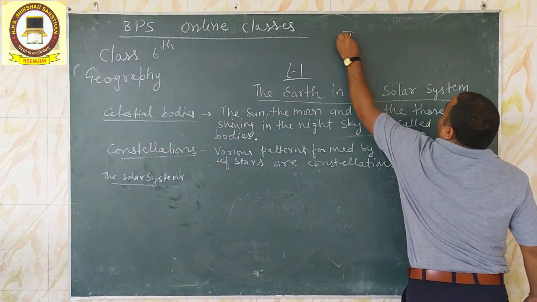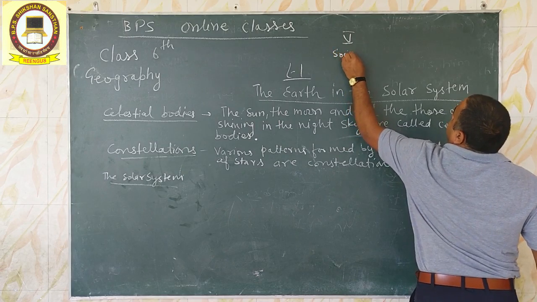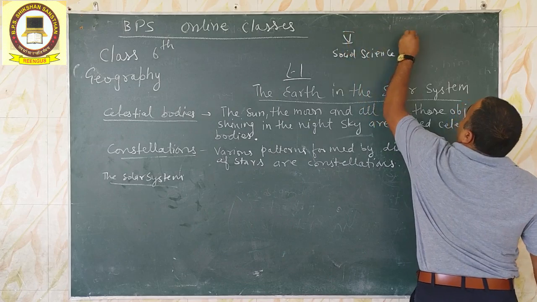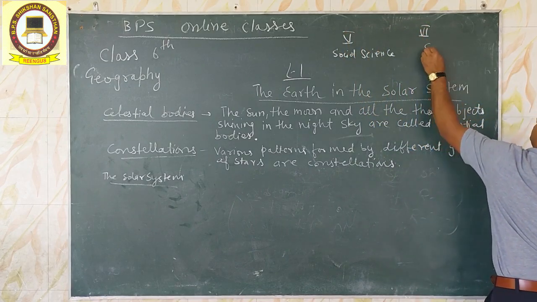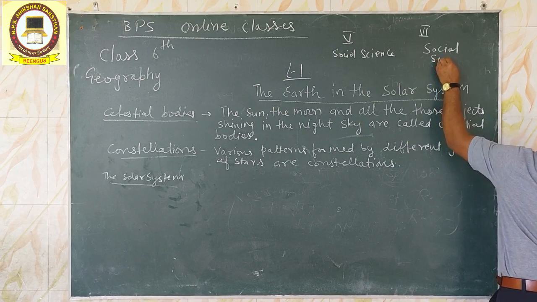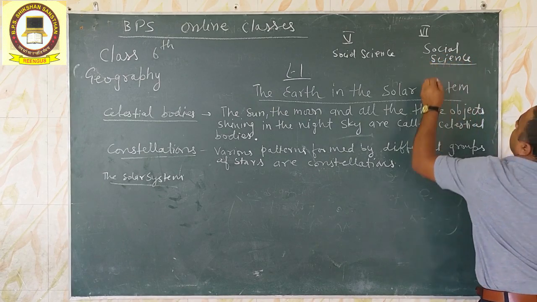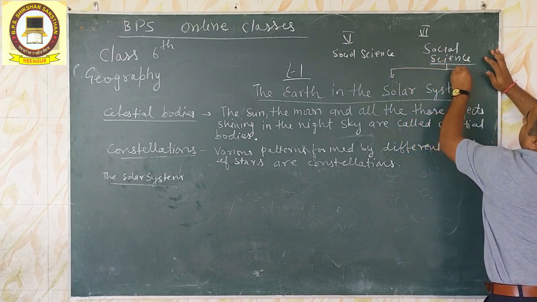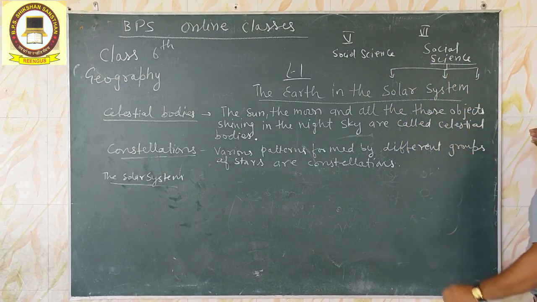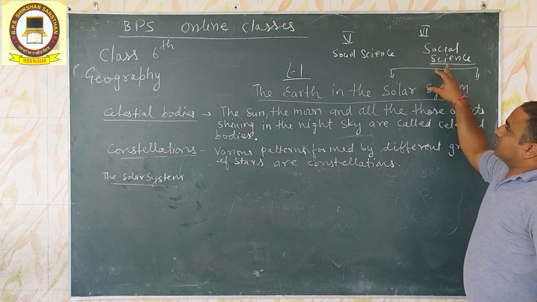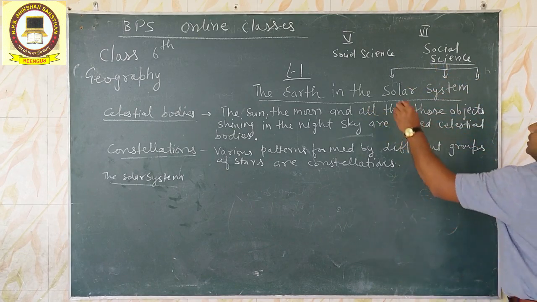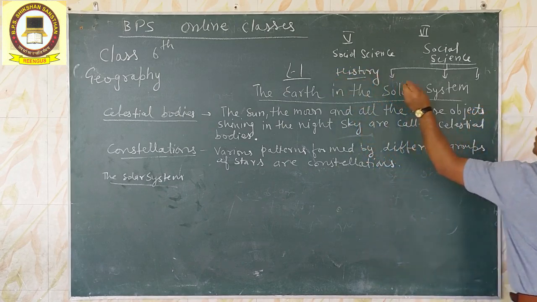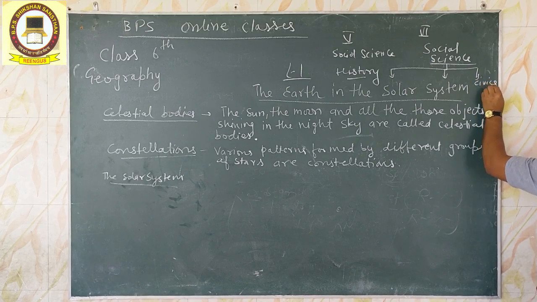When you pass the class 5th, you study social science. Then you come to the 6th class, you read social science, but we read social science in 3 parts. We read 3 books in social science. One is geography, second is history, and third is civics.